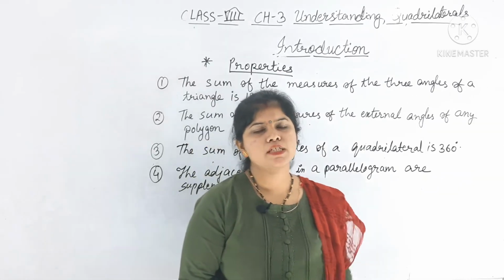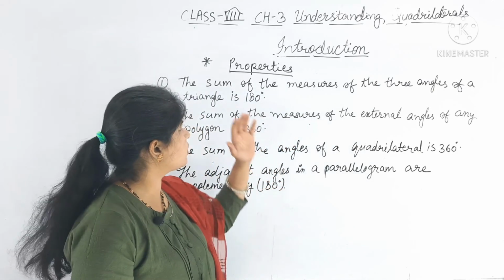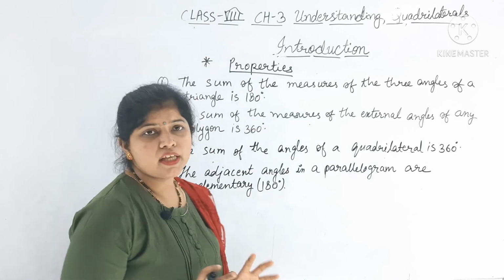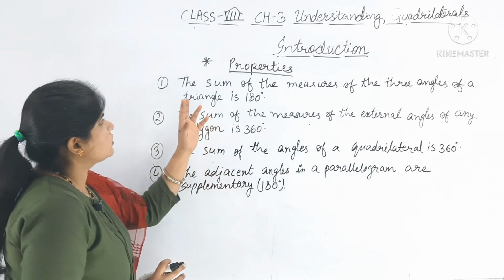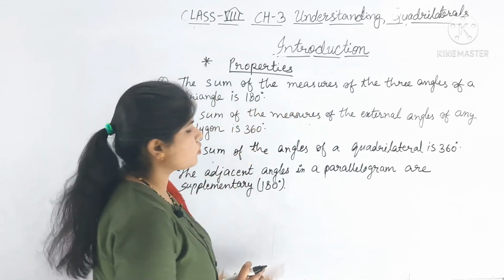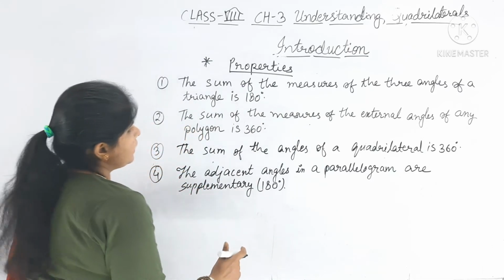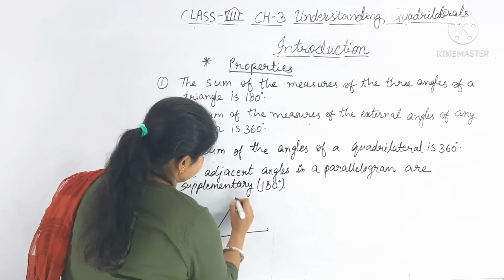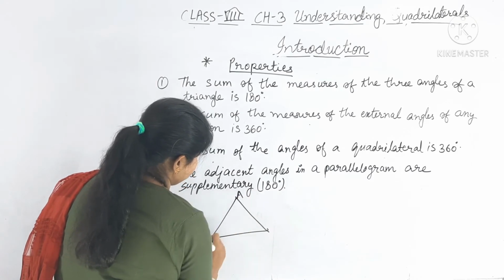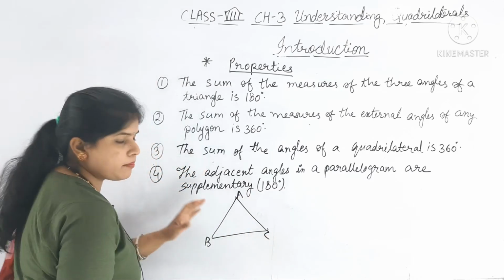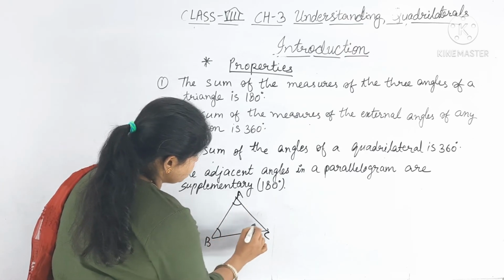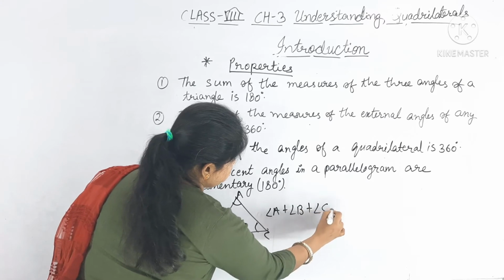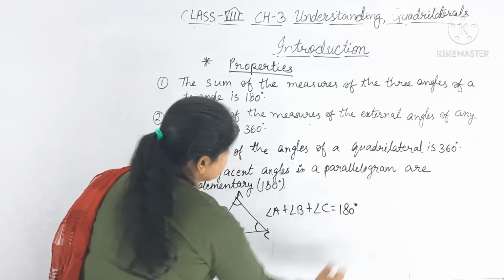This is the last point for my introduction video, that is some important properties you have to remember for solving the equations. Okay, here it is the sum of the measures of the three angles of a triangle is 180 degree. Like this, I can draw here, if you have the triangle ABC, so these are some angles. So angle A plus angle B plus angle C should be 180 degree, so that you can easily solve.